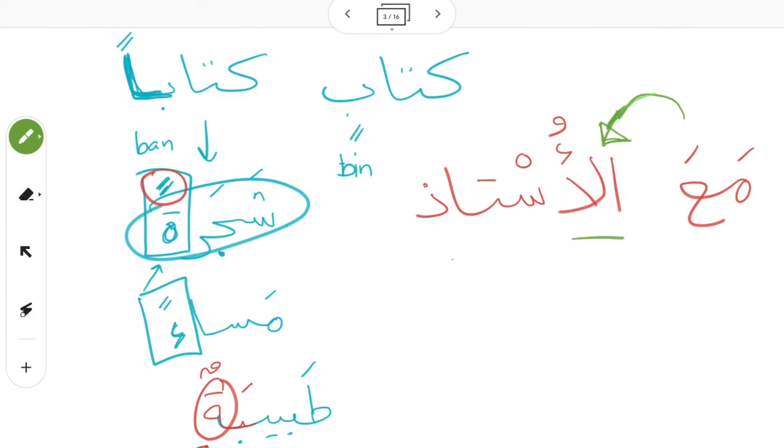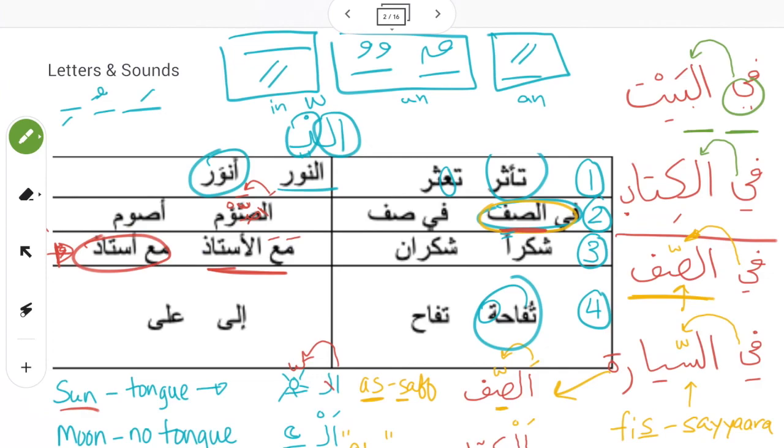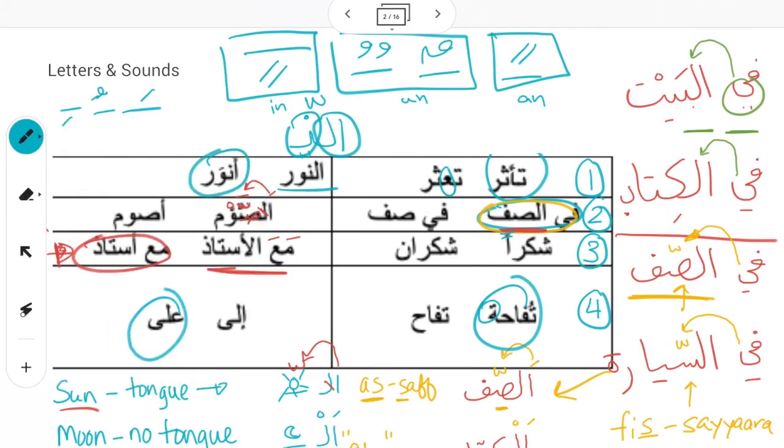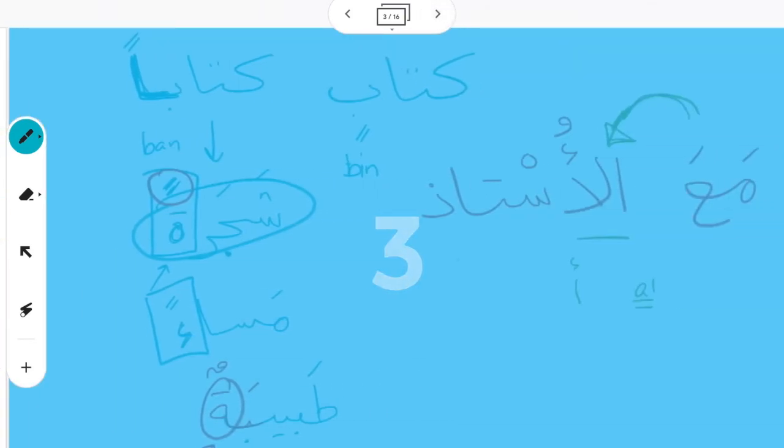You're just going to connect it here to this lam. Because the letter after the lam is the hamza. Hamza doesn't use your tongue. It's a moon letter. And in moon letters, we said that you pronounce the al sound. So you're going to hear that lam. Ma'al ustad, with the teacher. Okay, last one. Let's do ala. Which one is ala? Good. Ala means on. Ila, with the hamza here, means to. Okay? Ila, ala. Good. So this is just a little bit of a review of your sounds.